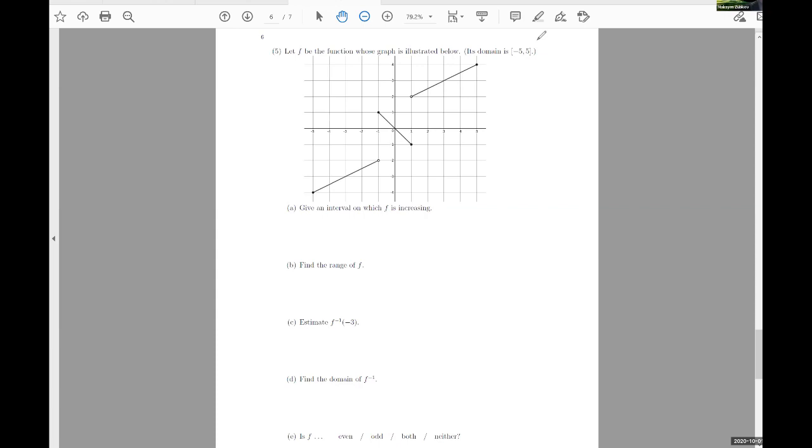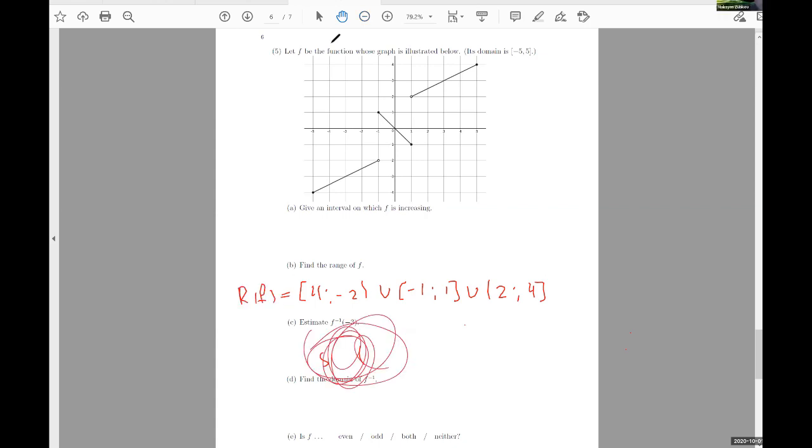Can anyone tell me the answer for this one, and can you explain how you got your answer? Before that, we found the range of f, and let me remind you the range of f: from 4 to -2, union closed bracket from -1 to 1, union open bracket from 2 to 4 closed bracket. It's going to be for D like CB. So it's going to be this answer.